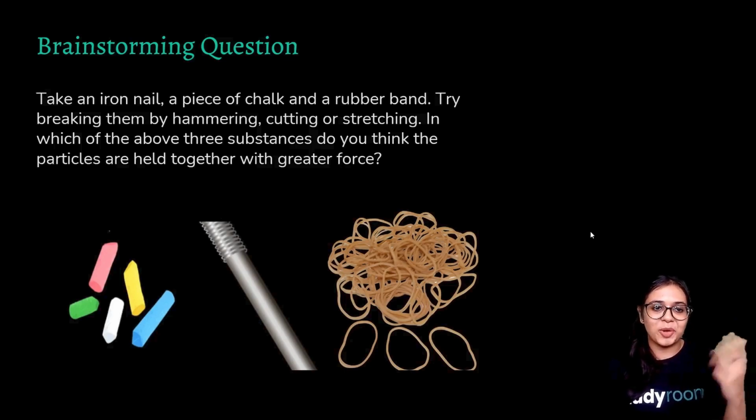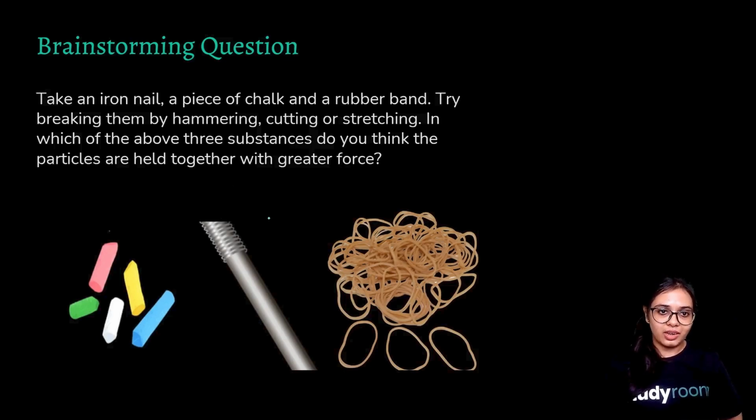So in this brainstorming question, let's take an iron nail, which is a very solid piece, a piece of chalk, and some rubber bands. Now, if you try breaking them by hammering, cutting, or stretching, you may notice that the piece of iron is the most difficult to break. You physically cannot just break it by hammering, cutting, or stretching. But you may stretch a rubber band, and you may break a piece of chalk very easily.